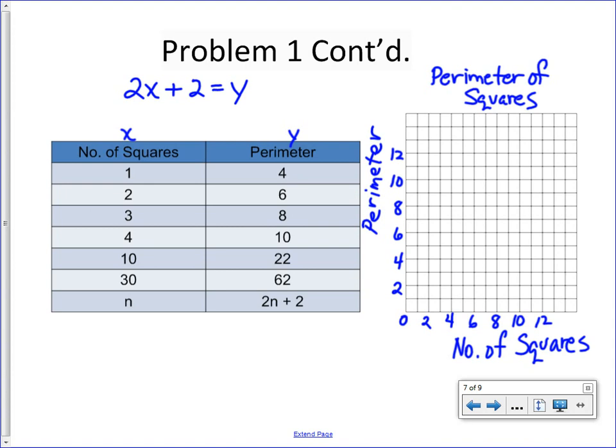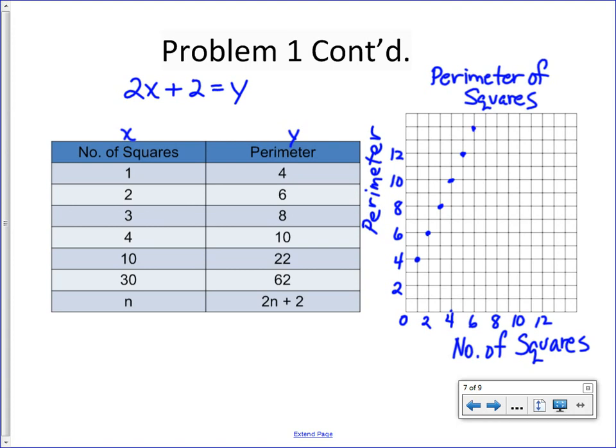Our first ordered pair is, if we have 1 square, we have a perimeter of 4. If we have 2 squares, a perimeter of 6. 3 squares, a perimeter of 8. 4 squares, a perimeter of 10. And we can continue this. 5 squares, a perimeter of 12. 6 squares, a perimeter of 14.